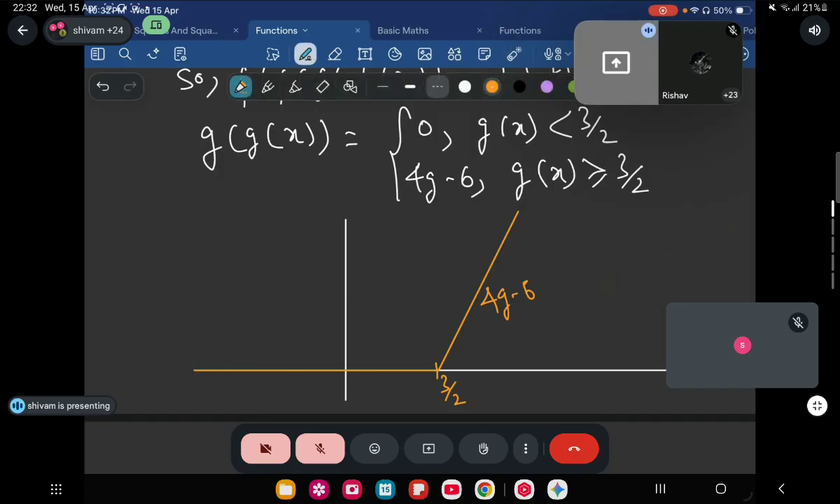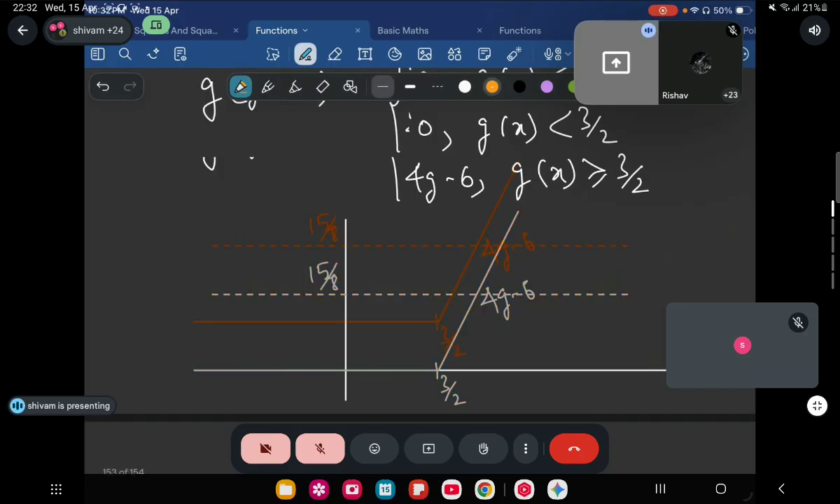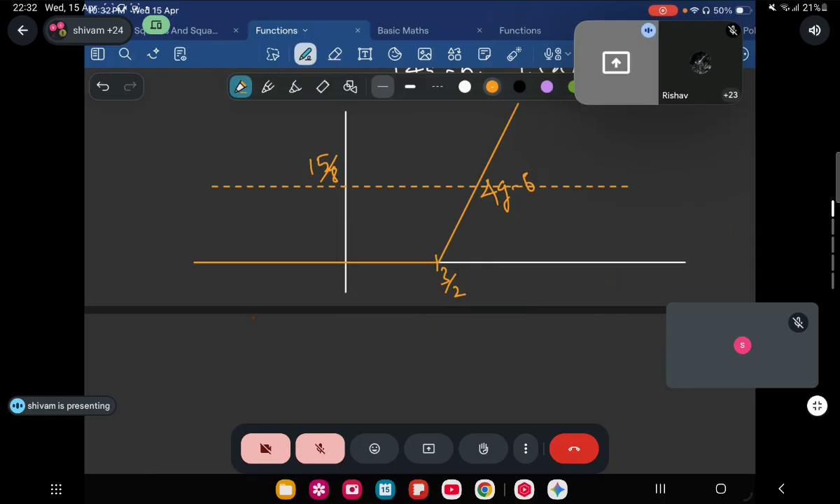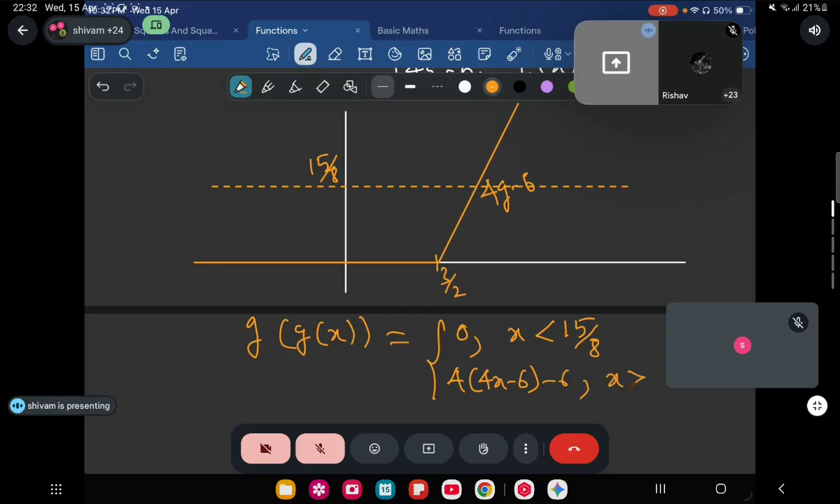So if x is less than 15 by 8, then only we are getting 0. So can I say that g of x will be equal to 0 if x is less than 15 by 8, and it will be equal to 4x minus 6 if x is greater than or equal to 15 by 8? Tell me, is it clear?